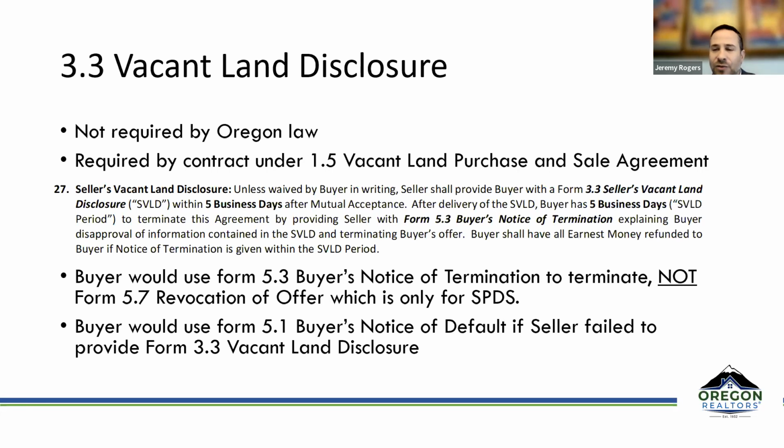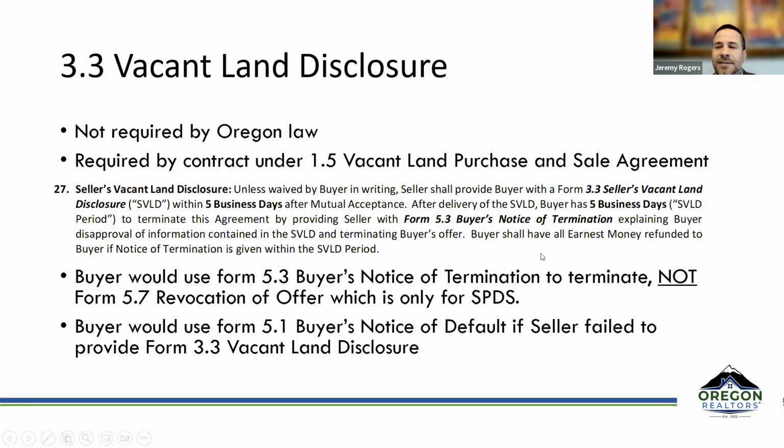They would not use the Form 5.7 revocation of offer, which is only for use with the statutory seller property disclosure statement. So in our library, we have a specific document 5.7. If a buyer is revoking based upon the seller property disclosure statement statute, that's only going to be for those residential properties where the seller property disclosure statement is used. If it's the vacant land disclosure that is the reason for the termination, use our 5.3 buyer's notice of termination.